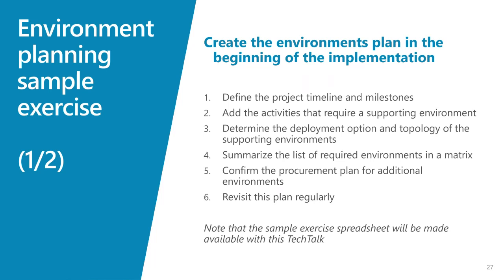Based on those considerations, we're going to make yet another pass at this plan and determine some of the specifics for each of these environments. What specific purposes and intents these environments are going to be used for will help us determine the appropriate deployment option, topology, and other details. Finally, after reviewing those 3 steps, we're going to summarize the list of environments we've determined to be required in a matrix. We'll be able to share that with our implementation team.